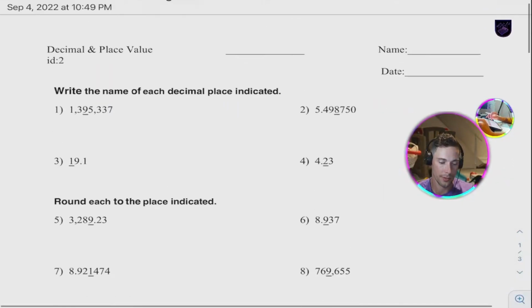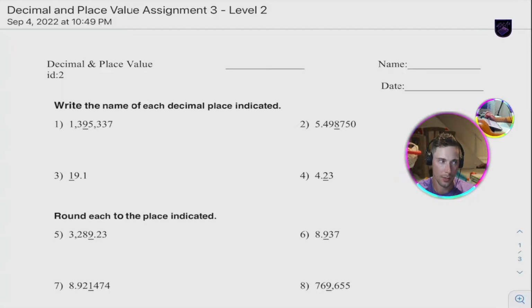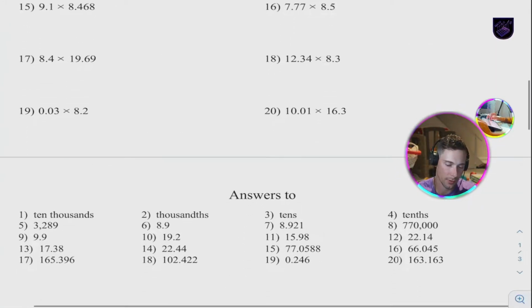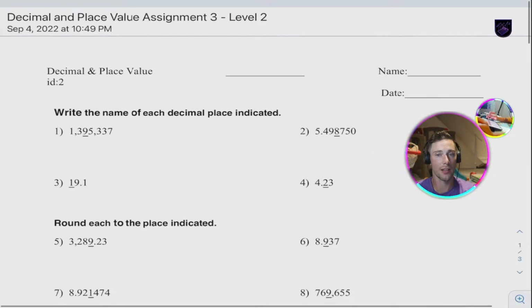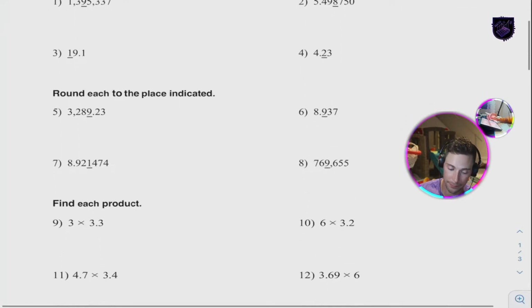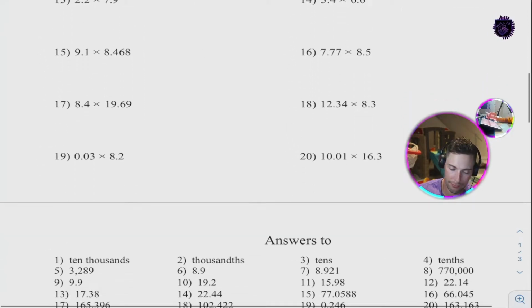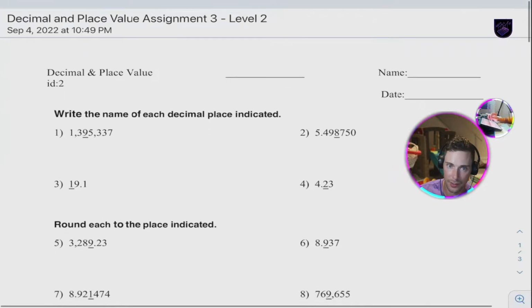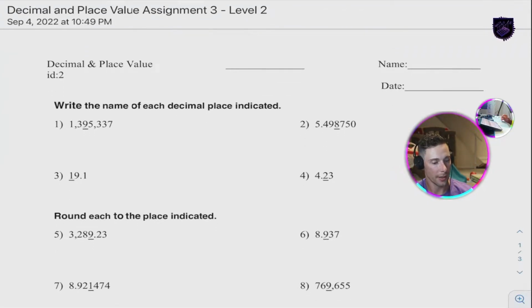On our assignment today, we have 20 questions. Hey, that's not bad. We're going to do some naming the place value, rounding, and then finding the product. Just multiplication today. So let's get started with that.